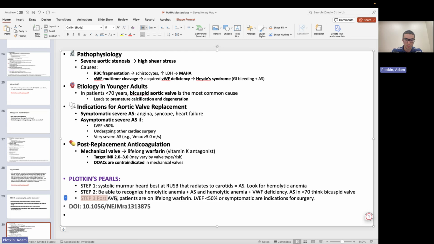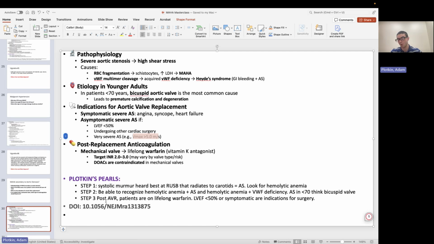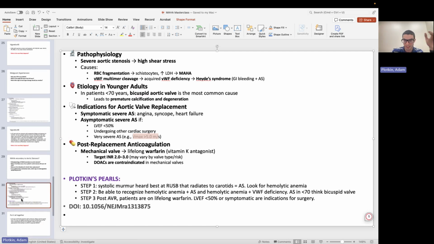Step 3 land: post-AVR, the patients are on lifelong warfarin. If the left ventricular ejection fraction is less than 50%, they're symptomatic, they're going under another cardiac surgery, or they have a Vmax greater than 5, those are all indications for surgery. If you want to read more, there's a DOI. You can copy and paste that in or take a screenshot.